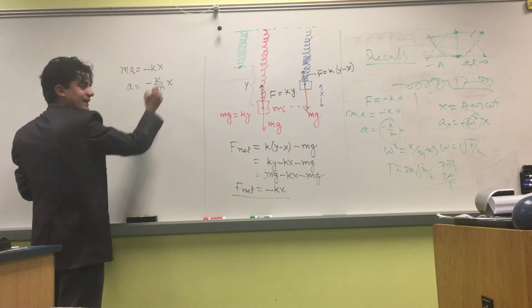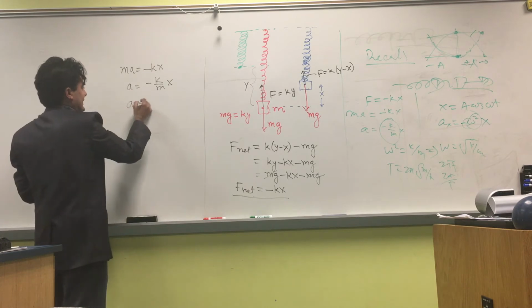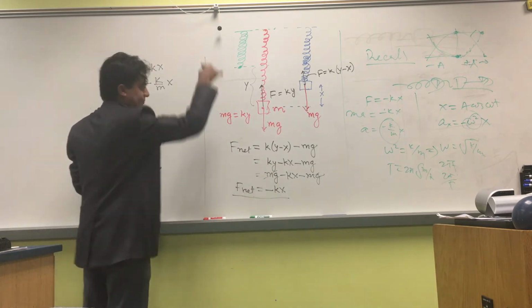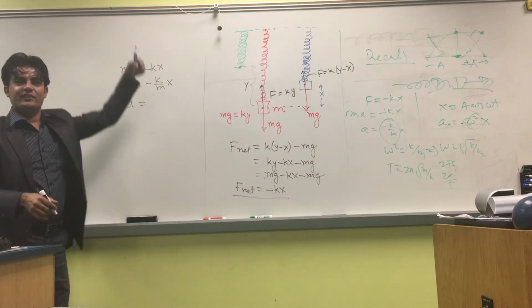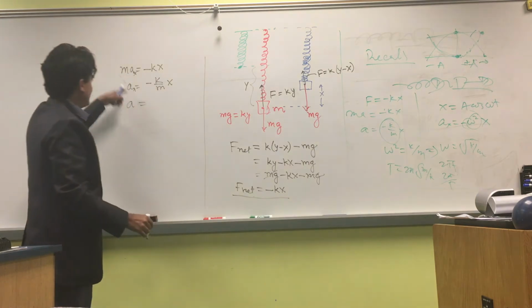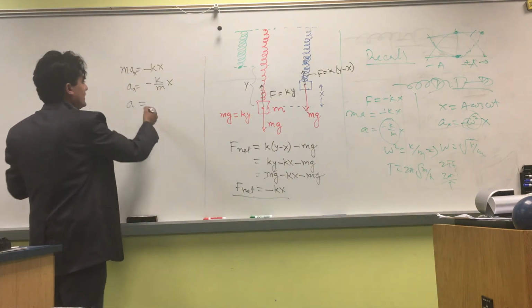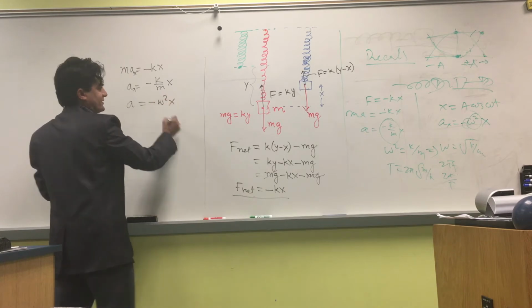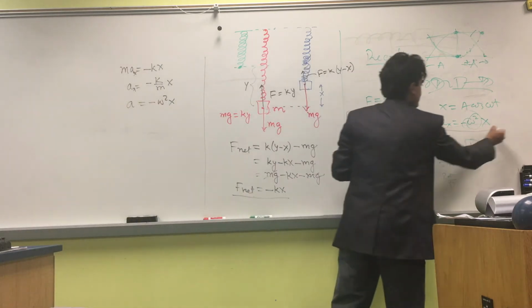k over m times x. Your acceleration, well, this is along the x direction. Everything is along the x direction, okay? x means y, by the way, here. The direction of x is what? Downward, isn't it? So this x is downward. So this one means what? Negative of omega square x, right? This is from here.